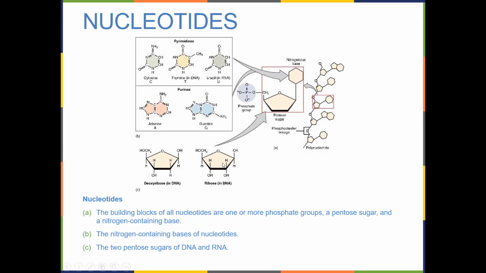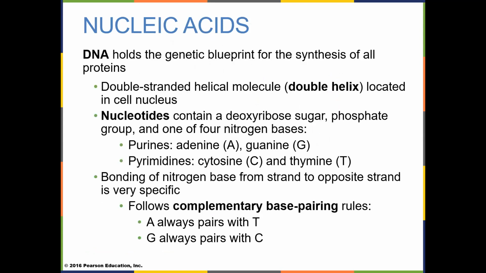But both sets of nucleic acids are made up of these nucleotide monomers. They both have the same structure: a phosphate, a sugar, and a base. The only difference is that the DNA is missing an oxygen off of its sugar. That's why we call it deoxyribonucleic acid.